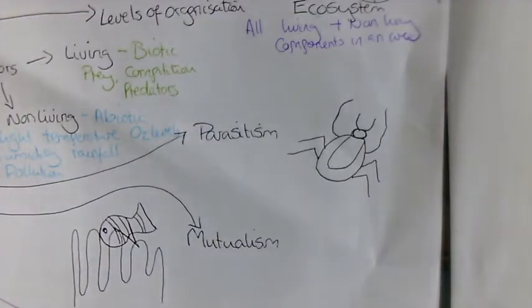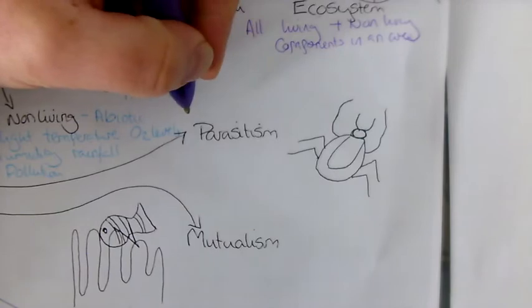So the next bit is parasitism. Parasitism is where a parasite feeds off another organism. The host is harmed and the parasite benefits. So if you think about nits in your hair, the nits feed on your blood, so they gain nutrients, but you don't benefit at all.